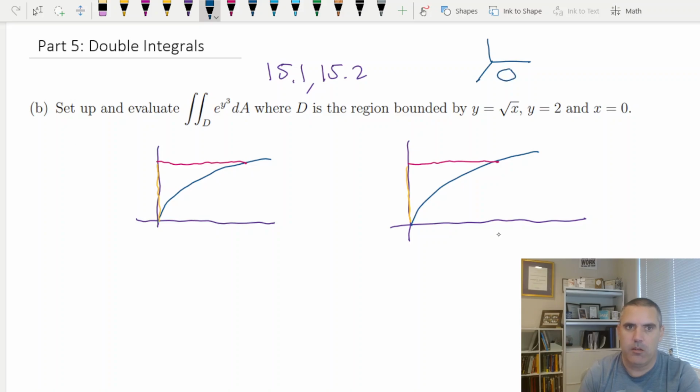Now in these problems, you have to remember, because I find sometimes students forget this, you have a region on the ground, and then completely separate from that, you have a surface, and we're trying to find the volume between them. They already told us the surface. It's z equals e to the y to the third.